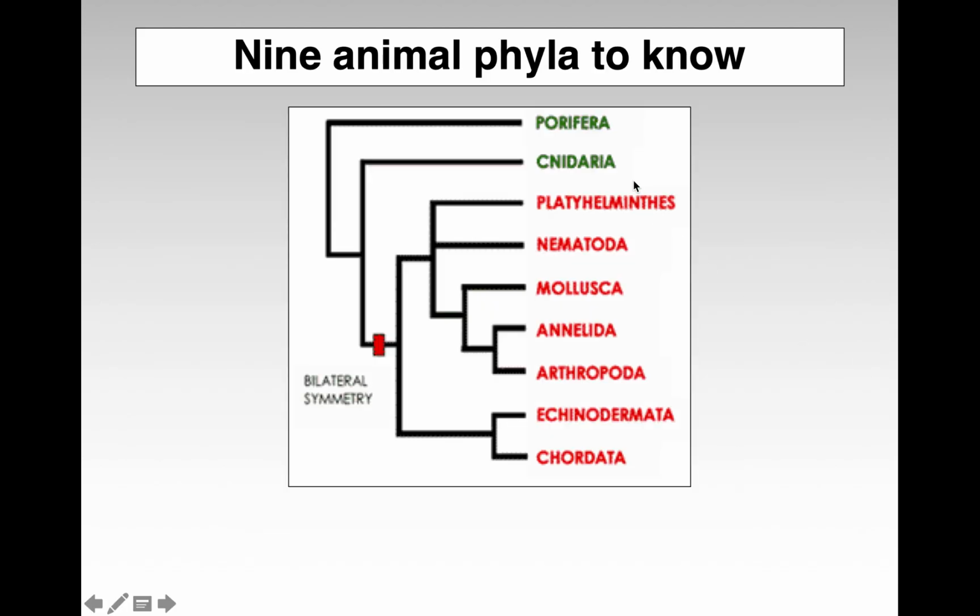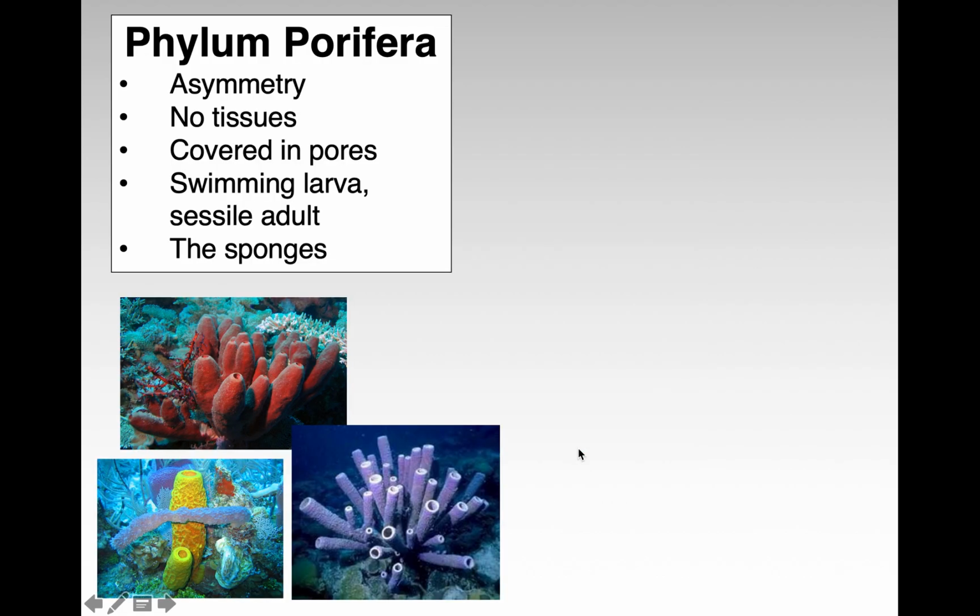So there are 9 animal phyla that we talked about: Porifera, sponges; Cnidaria, the jellyfish; Platyhelminthes, the flatworms; Nematoda, roundworms; Mollusca, which are like the clams, the bivalves, and the octopi. And then we have annelids, which are segmented worms; arthropods, the creepy crawly insects; echinodermata, which are the starfish; and then chordata, which are going to be all the vertebrates. So I'm just going to go over the things that I think are the most important for each.